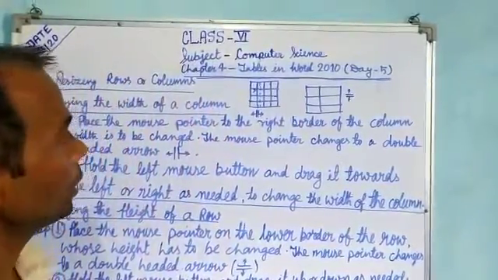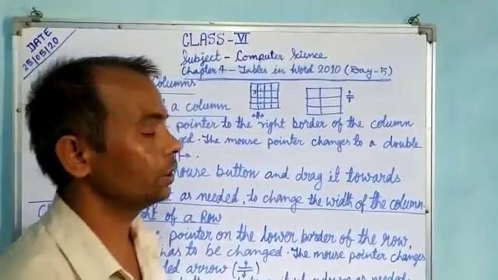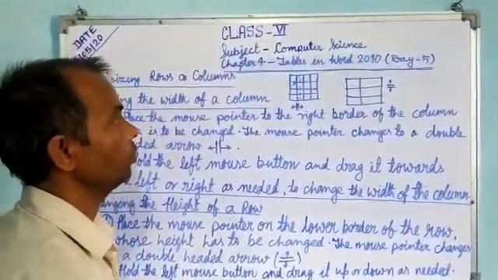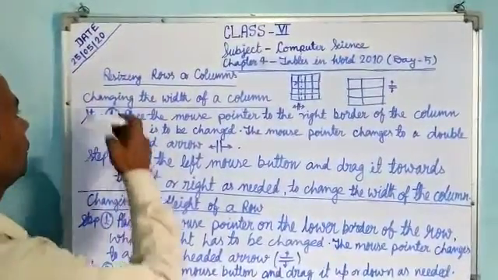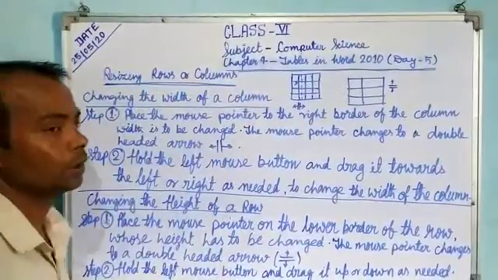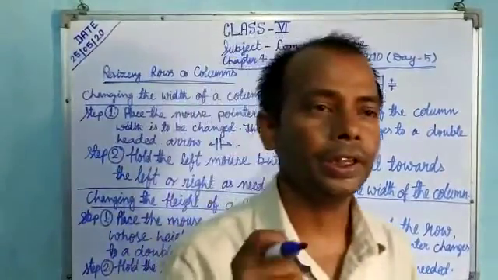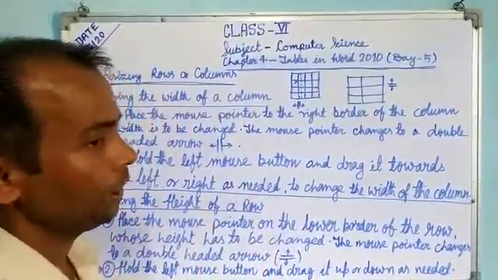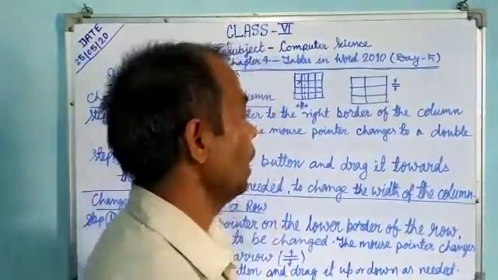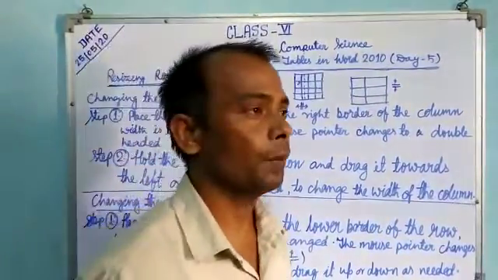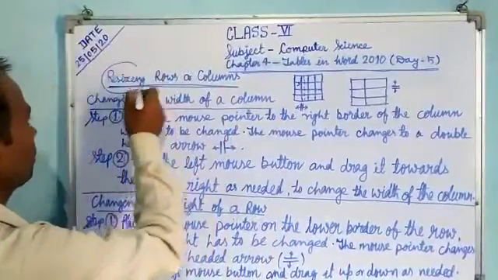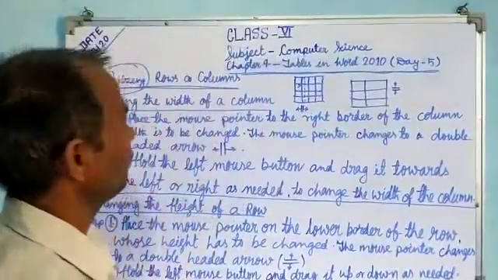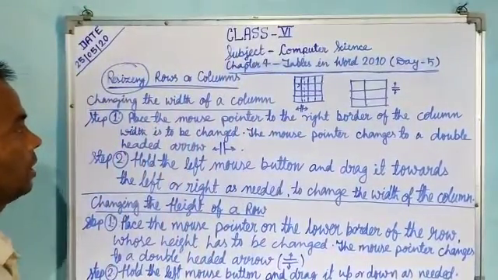And here is the fourth chapter, Tables in Word 2010. This is the fifth day of this chapter, and in this video I am going to talk to you about resizing the rows or columns. Whenever we are creating a table, one size is by default, that is a fixed one, and according to our requirements we can resize it. We can either increase or decrease the height or width of the table cells.